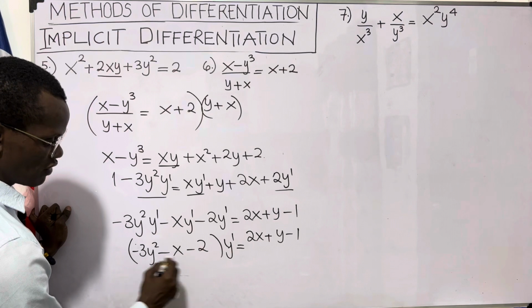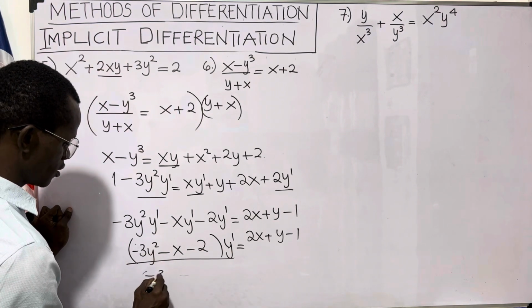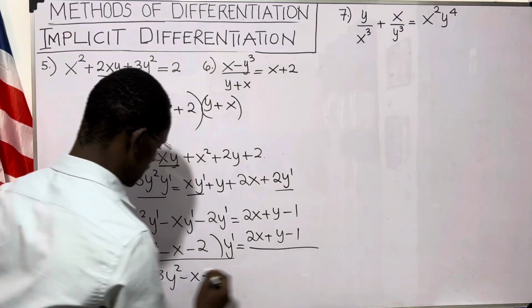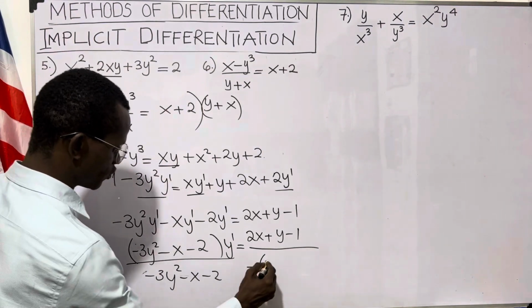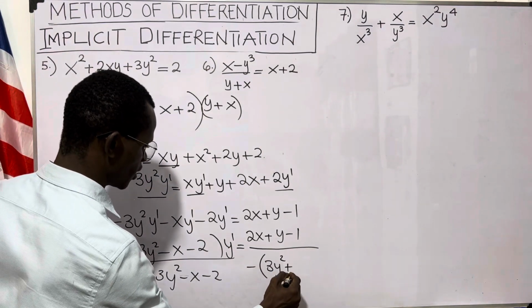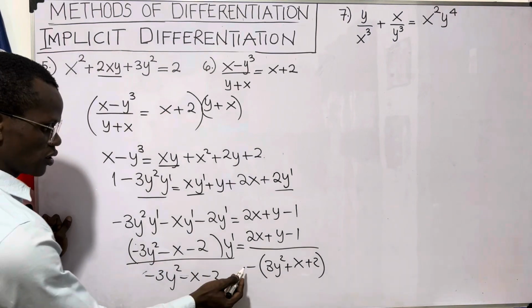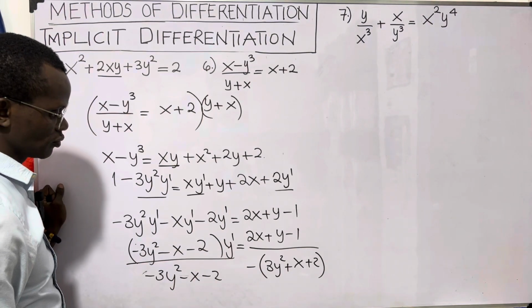So what we can do, we divide both sides by minus 3y squared minus x minus 2. On this side, we can factor out the negative. So when the negative comes outside, you have 3y squared plus x plus 2, because negative times every term here gives you these expressions.